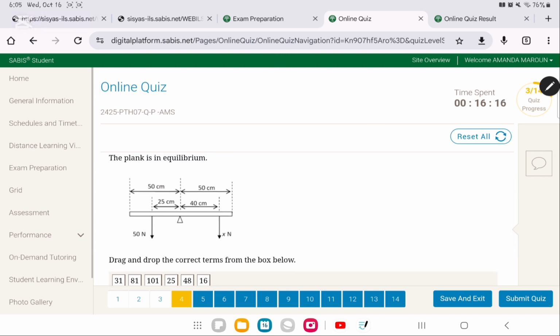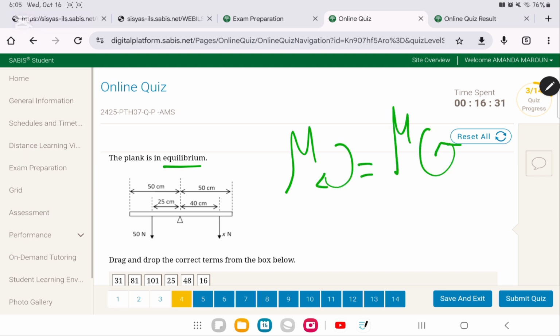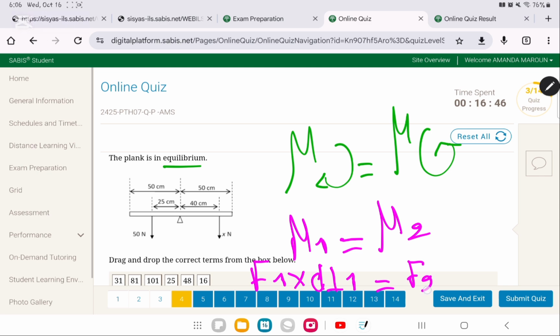We know that if the plank is balanced or in equilibrium, then the clockwise moment is equal to the anti-clockwise moment. That means moment 1 is equal to moment 2. So force 1 multiplied by perpendicular distance 1 is equal to force 2 multiplied by perpendicular distance 2. What's our first force? Our first force is 50 newtons.